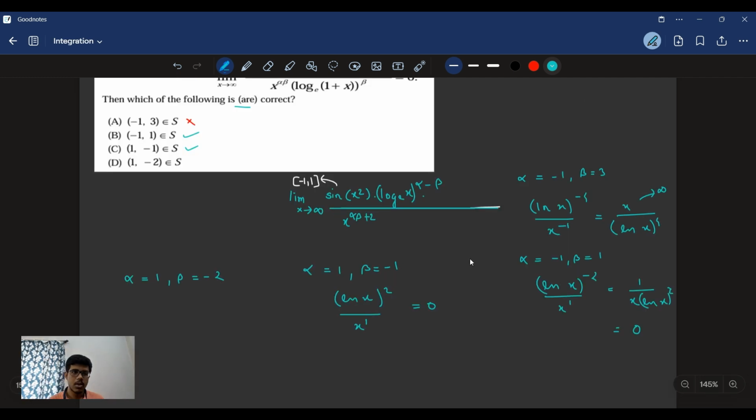Now, as you can see in the fourth option, we have alpha as 1 and beta as minus 2. On putting the values of alpha and beta in this limit, we get log of x to the power 1 minus a minus 2, that is plus 3, and in the denominator x minus 2 plus 2, that is going to be 0, that is going to be 1. So on putting x as infinity in this expression, it will not be tending towards 0, it will be tending towards a bigger number, that is towards infinity. So the fourth option is basically incorrect. Thank you.